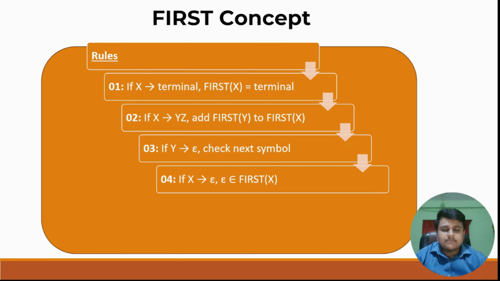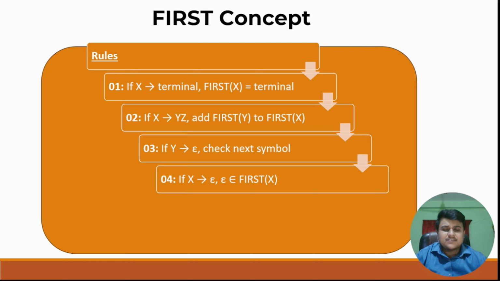First set concept. The First set of a symbol represents the terminals that can appear as the first symbol in any string derived from that symbol. In simple words, First tells us which terminal can appear first when a non-terminal starts producing a string. Before calculating First sets, we must remember some important rules.